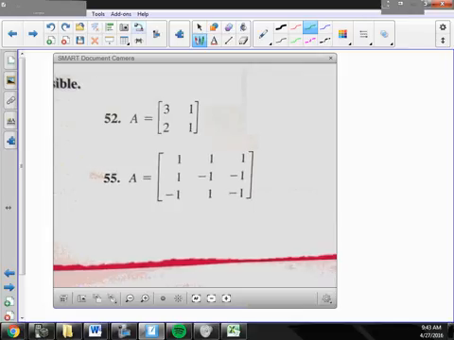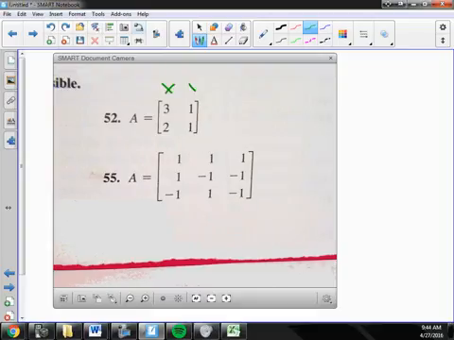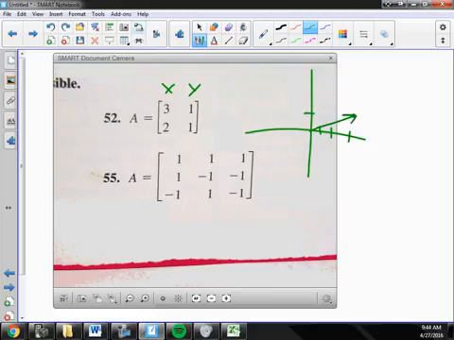First of all, is this invertible? Why? It's square. That's the first thing that has to happen. Are the rows independent? So if I draw these vectors, so x, y, the first vector has an x of 3 and a y of 1. So there's the vector. And the second one has an x of 2 and a y of 1. Are those vectors parallel? No. They're not parallel, so we have two independent vectors, which means this is invertible.